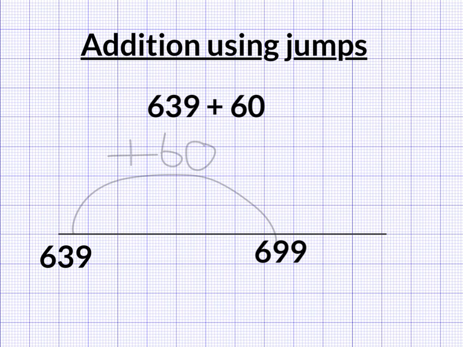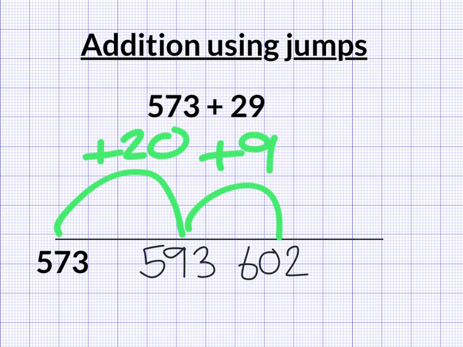Adding using jumps. So here we've got 639, add 60. So we've got our number here, our larger number, and we're going to add on the smaller number. And because it's a multiple of 10, we can just add that straight on to get 699.